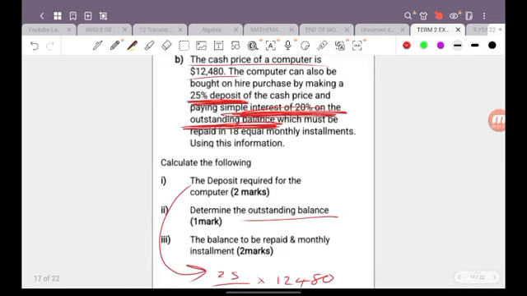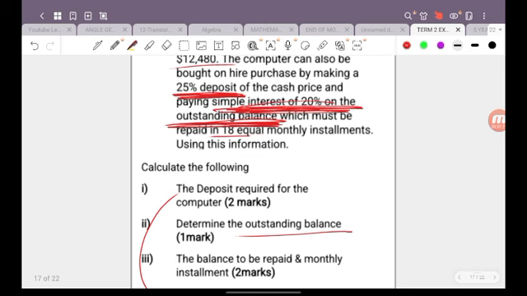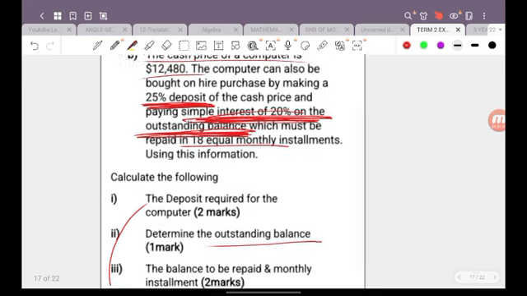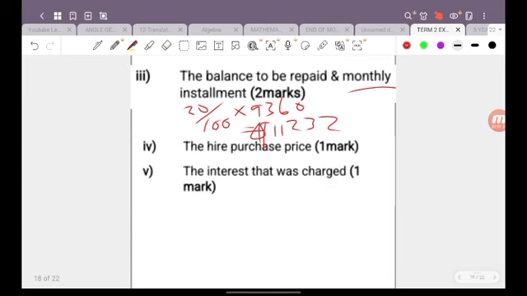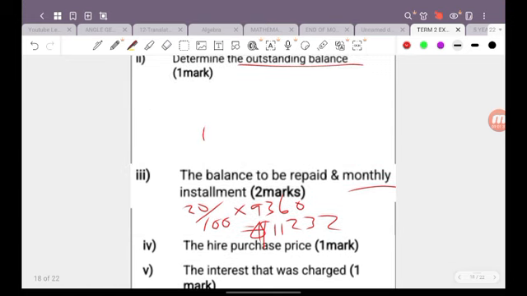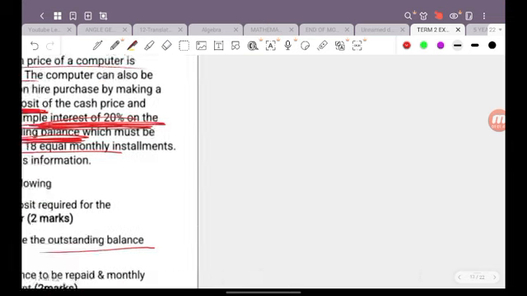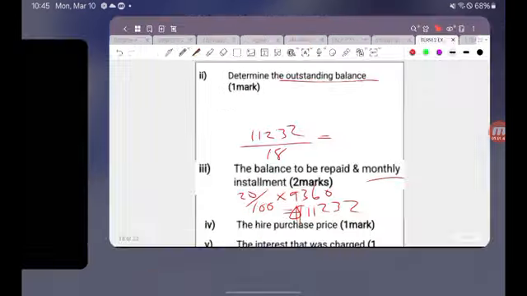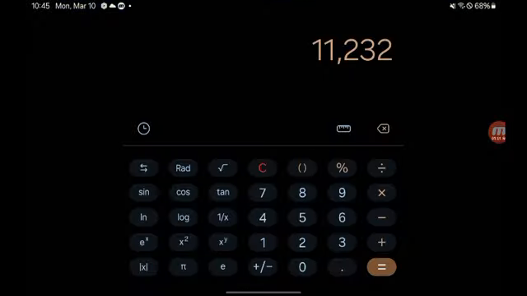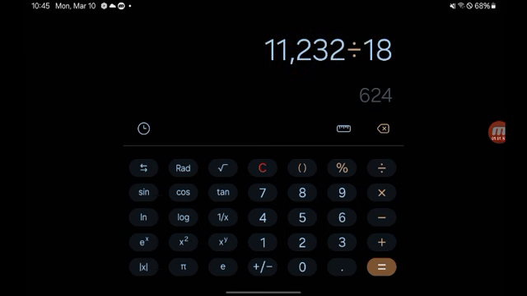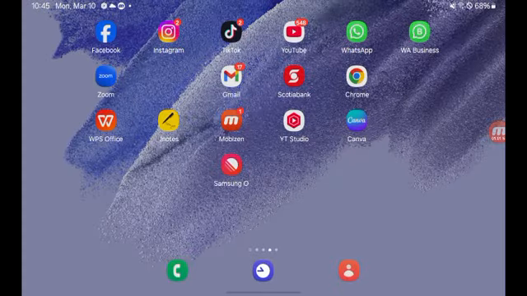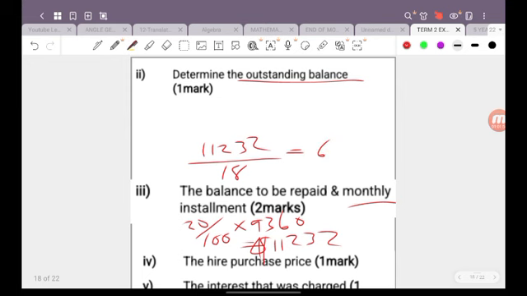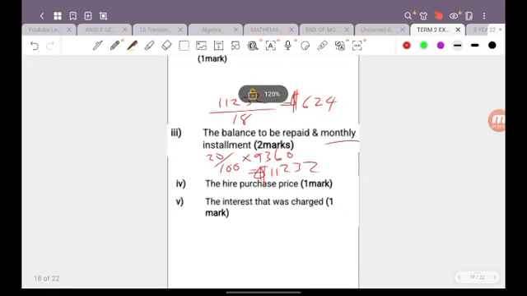Now they also want us to calculate the monthly installment. So if you go back to the question, they say that it must be repaid in 18 equal monthly installments. So the monthly installment is going to be $11,232 divided by 18. That will tell us the monthly installment. So let's go back to our calculator and divide this by 18. And so easily, the amount to be repaid monthly is $624. All right, good. That's what is required.